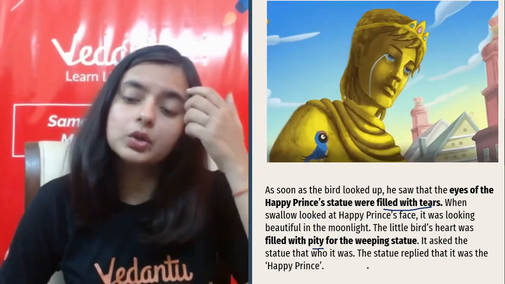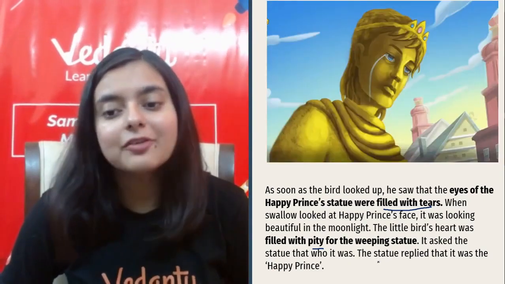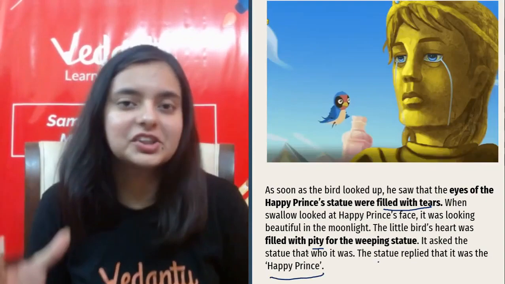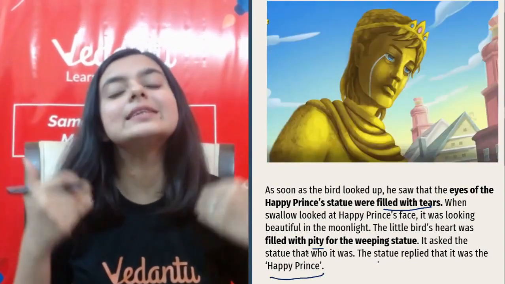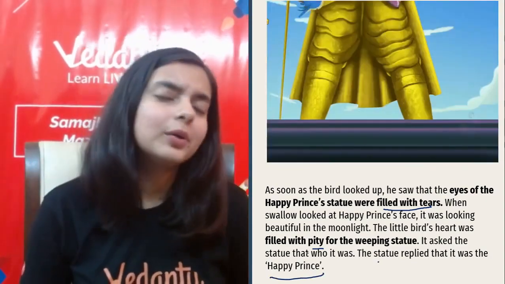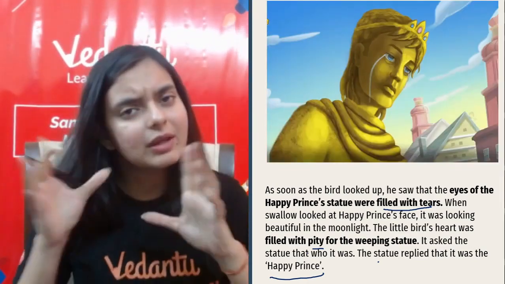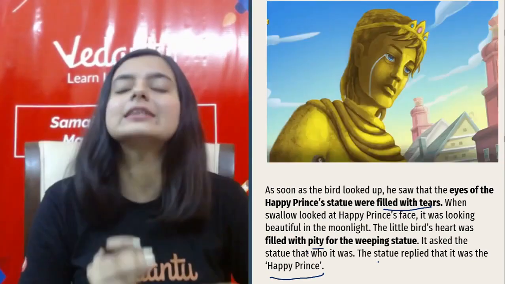It asked the statue who it was, and ironically, the statue replied it was the Happy Prince. So look at the condition. He was the Happy Prince, but he starts to cry. So again, a sense of curiosity is created in the mind of the readers. If he was a Happy Prince, why are tears flowing down?